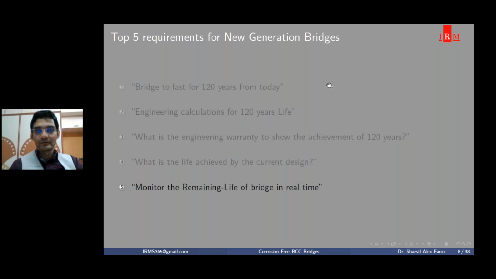And finally, what is the remaining useful life of the bridge, and can we do something to monitor this life? So these are the 5 most important points which I find are being asked by the metro agencies to the consultant. I would be showing you how each of these 5 points can be answered, so that you can also develop and use the M.F.L design for your own projects.